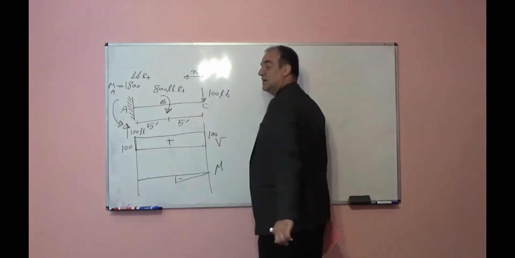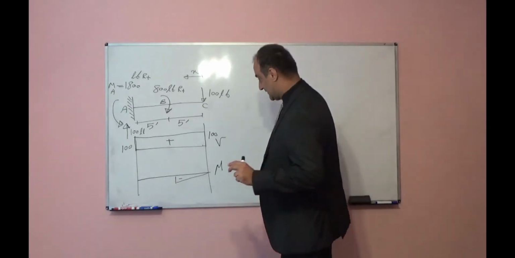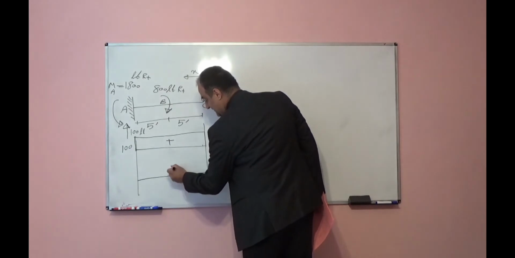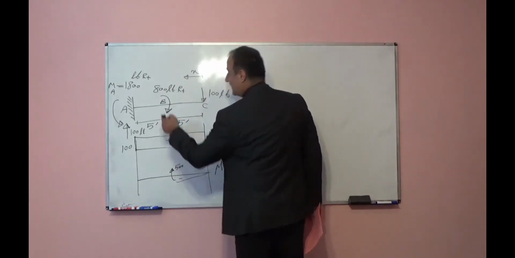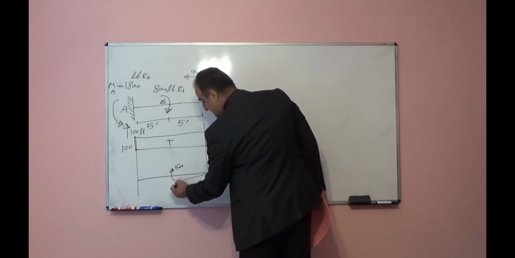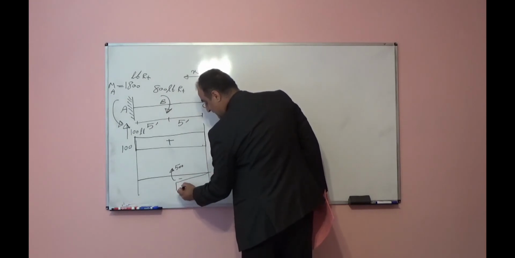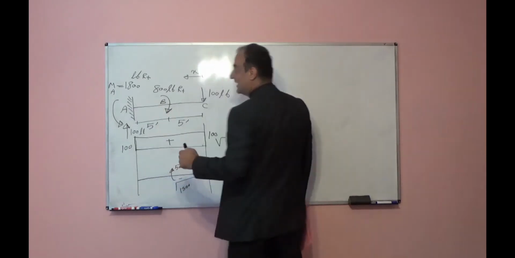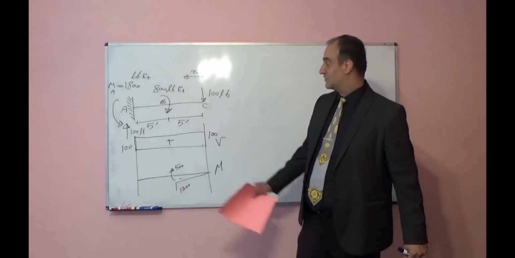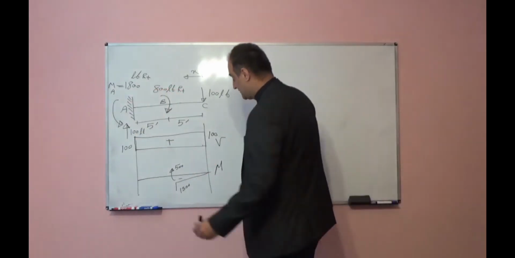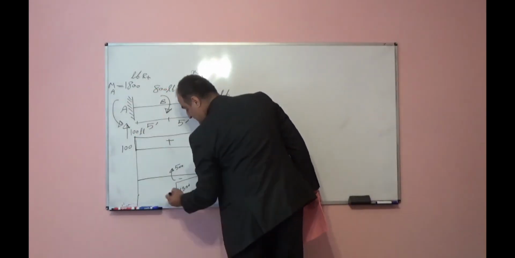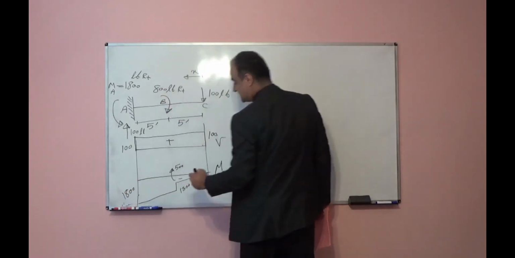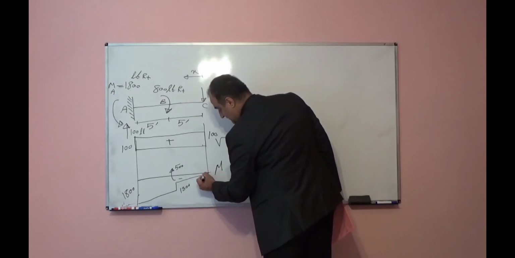Just under B, I add another 800. So from negative 500, if I add another 800, it will reach negative 1300. Then at point A, the moment will be equal to the reaction moment, which is 1800.